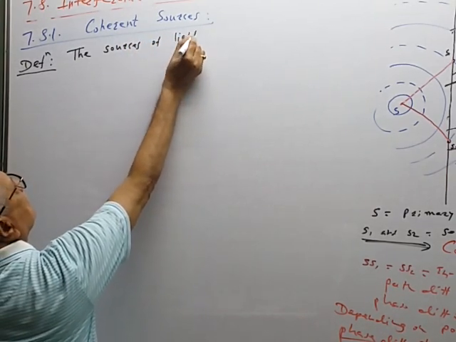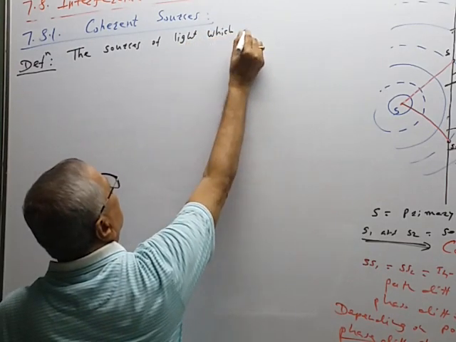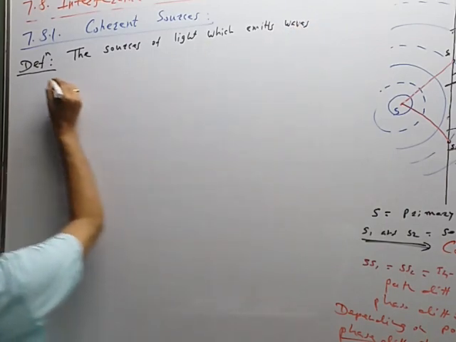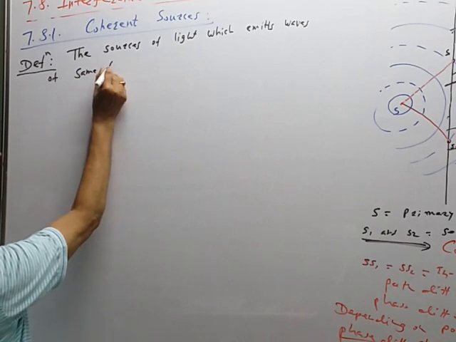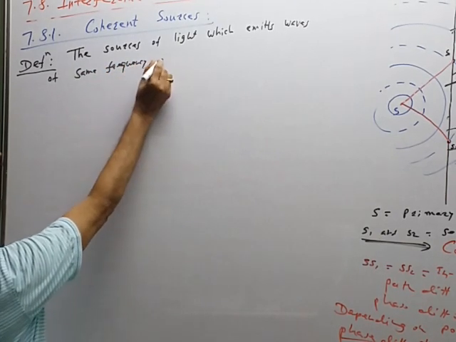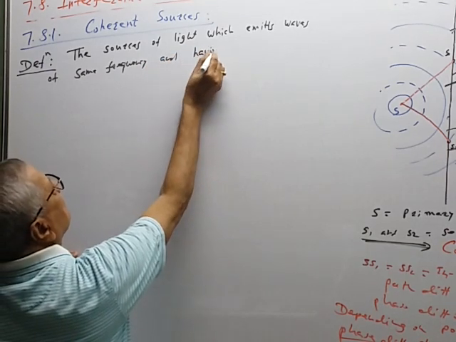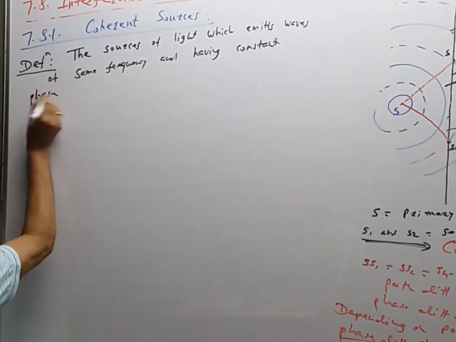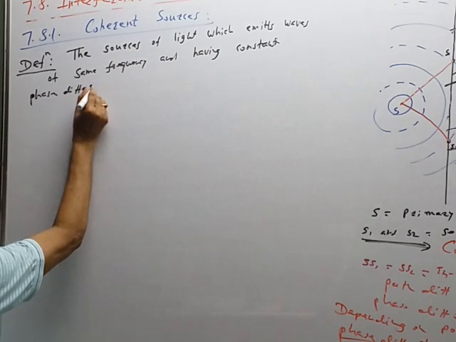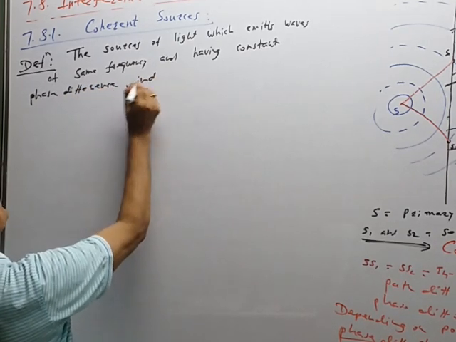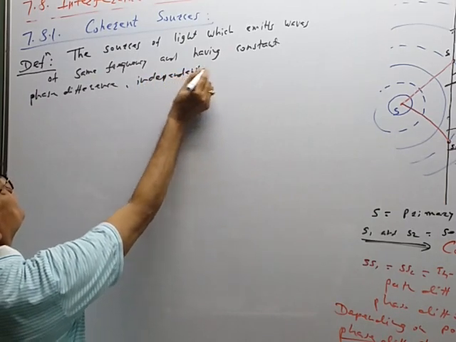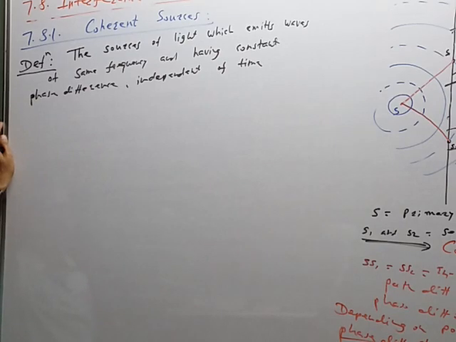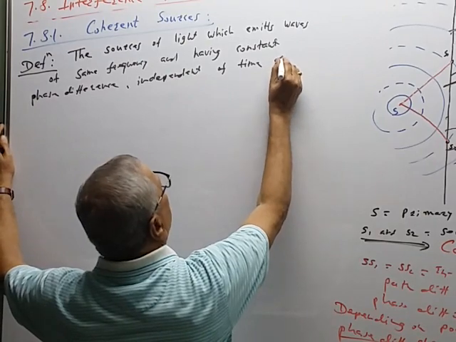The sources of light which emit waves of same frequency and having constant phase difference independent of time are called coherent sources.